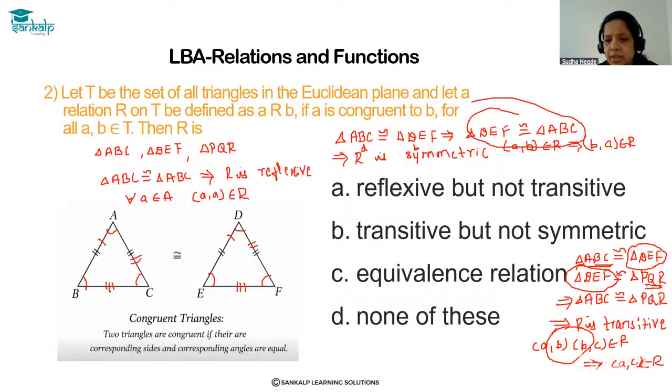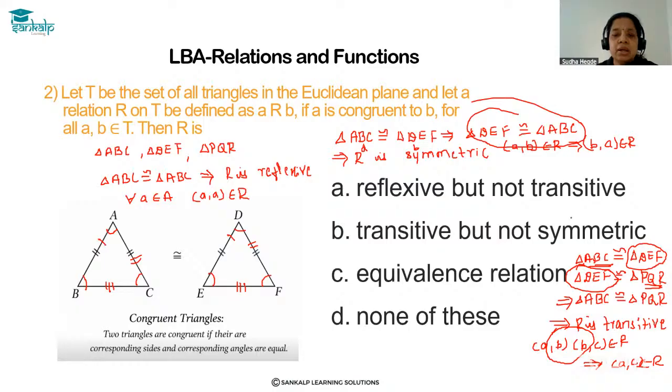Therefore, R is transitive. We have proved R is reflexive, R is symmetric, and R is transitive. Any relation which is reflexive, symmetric, and transitive, then it is called equivalence relation.